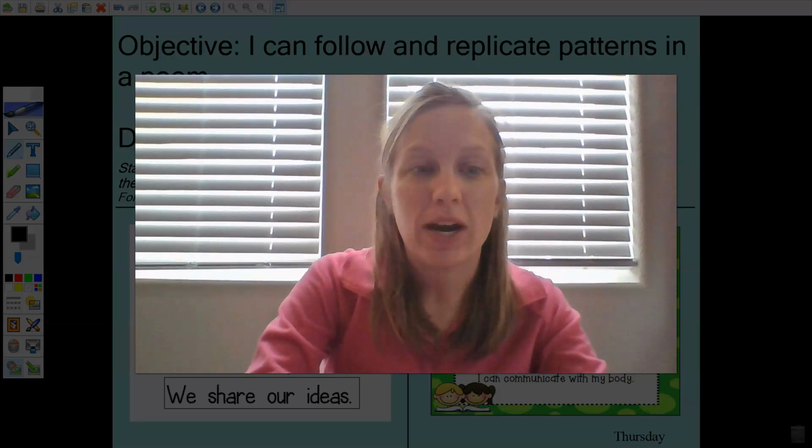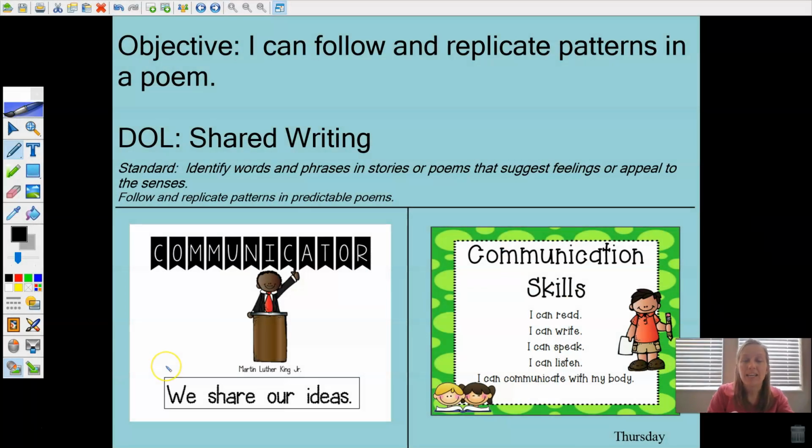So our objective is I can follow and replicate, which means to make another one, patterns in a poem. So you're going to follow a pattern that I'm going to show you that has sentence starters to create your own poem. So we are communicators.